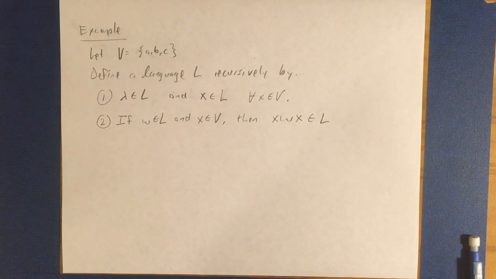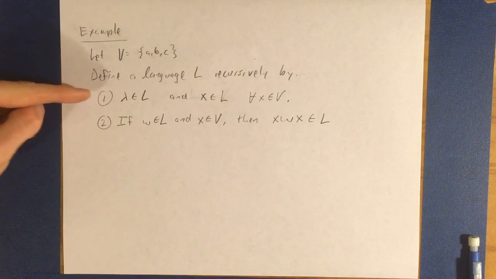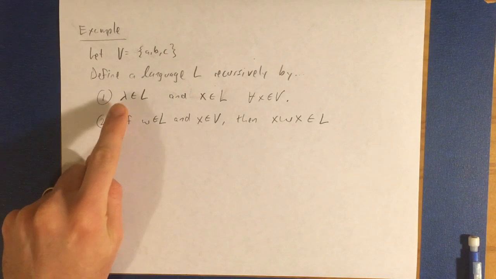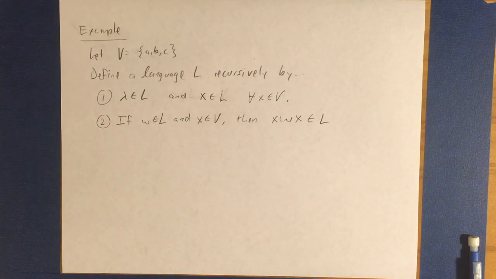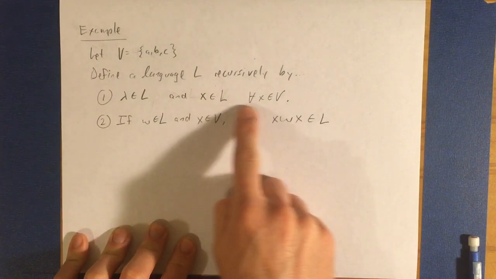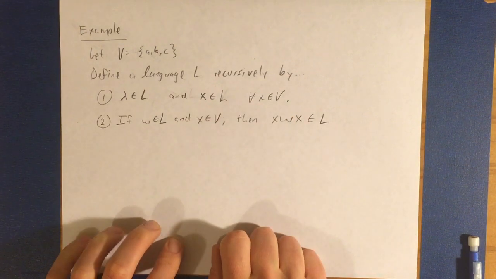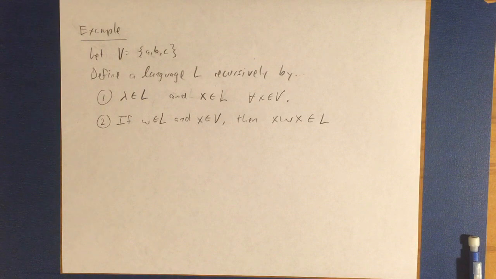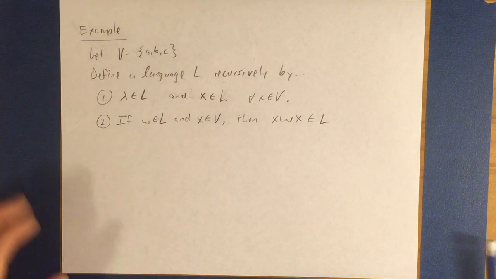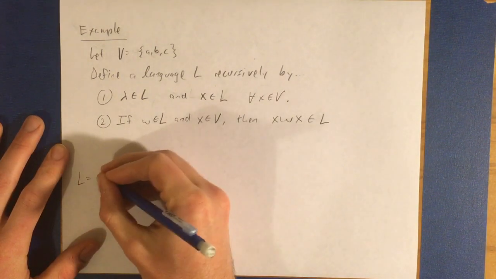All right, I want to do a quick example of a formal language defined recursively. So we're going to take the same vocabulary as in the previous examples, A, B, C, and we're going to define L recursively by this base case that says that the empty string, lambda, is an element of L, and also X is an element of L for any element X. It's for any character X in the vocabulary. So that means A. Let's start figuring out what L is going to be down here.